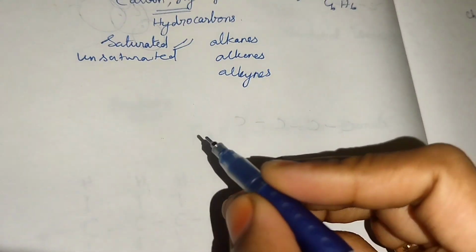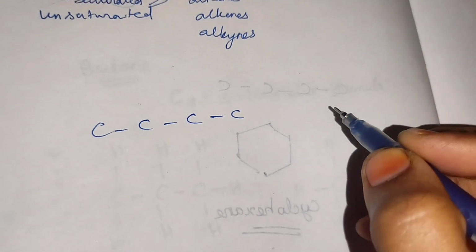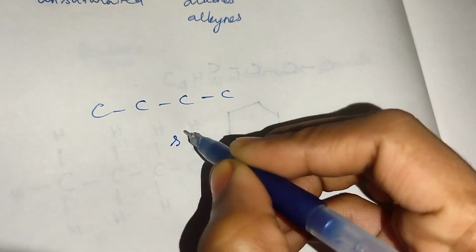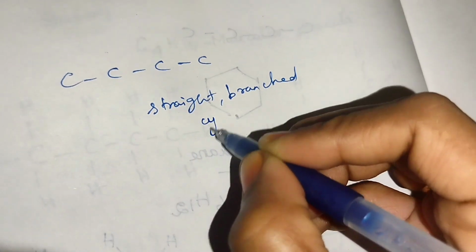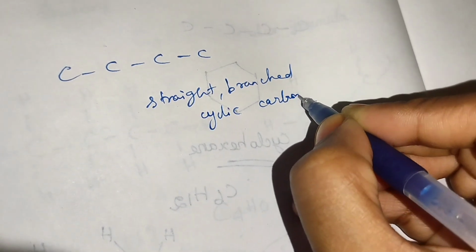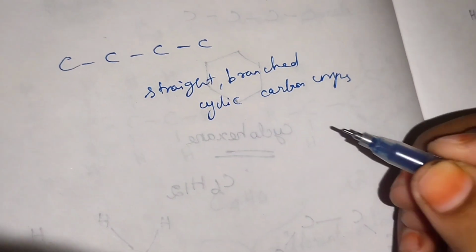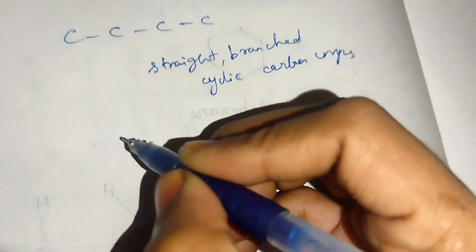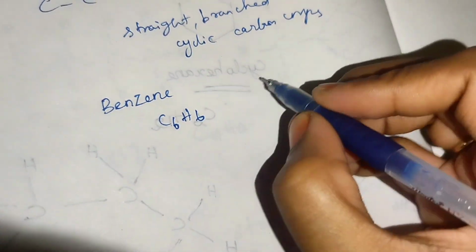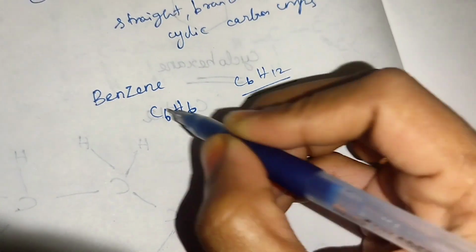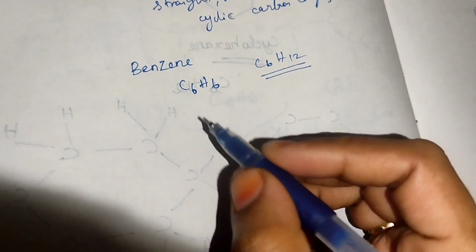Now, I already said there is chain formation and other different structures. It is not only a straight chain formation. It is also branched chain formation and cyclic carbon compounds. So there are different structures, and all may be saturated or unsaturated compounds. Now another example, benzene. The benzene formula is C6H6. For cyclohexane, C6H12 is the formula, but for benzene C6H6 is the formula. So I am going to write benzene here.